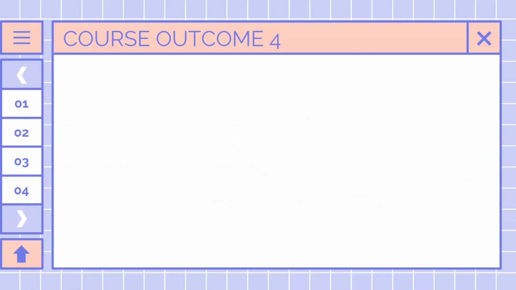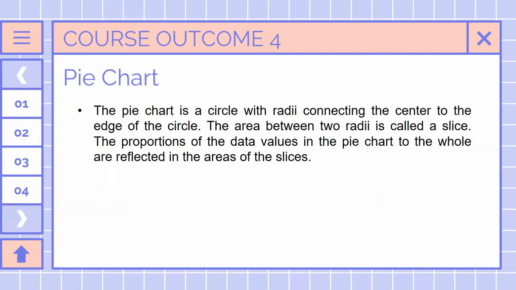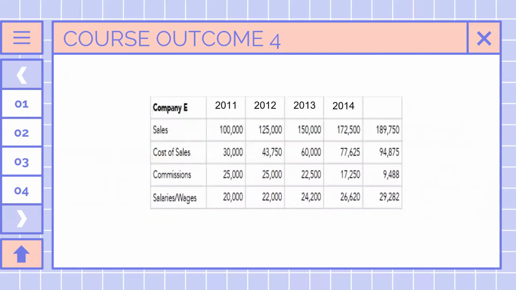Okay, and let us proceed to our last graph, which is the pie chart. The pie chart is a circle with radii connecting the center to the edge of the circle. The area between two radii is called a slice. The proportions of data values in the pie chart to the whole are reflected in the areas of the slices. Okay, so here is the data. Using this data, let us construct a pie chart for the breakdown of company E's expenses for the year 2014.